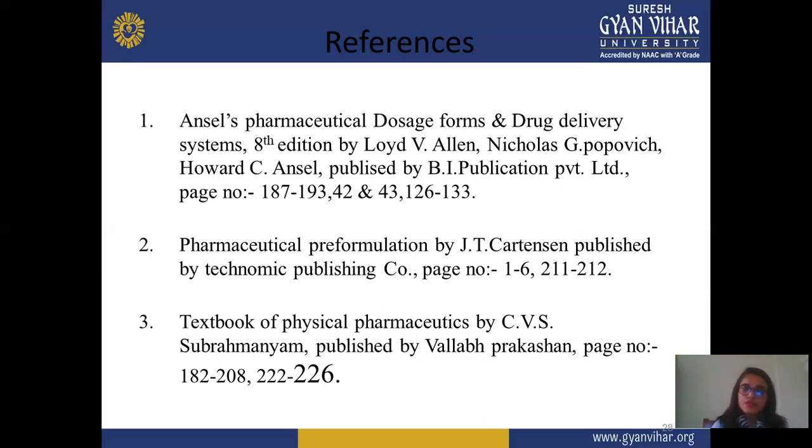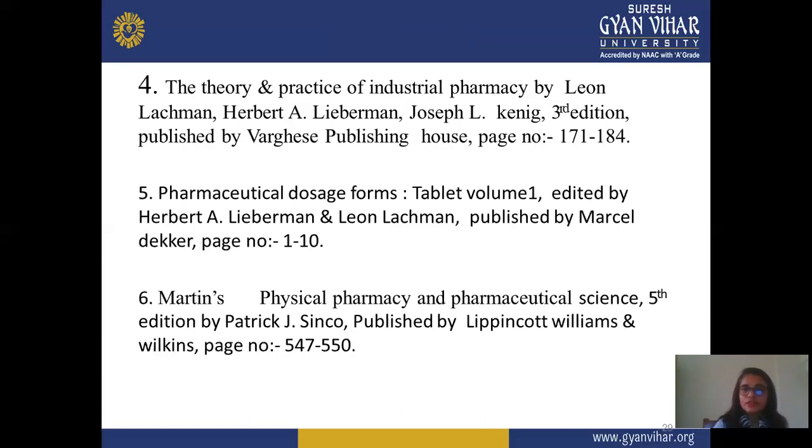Third is the Textbook of Physical Pharmaceutics by C.V.S. Subramanyam, published by Vallabh Prakashan. Next is The Theory and Practice of Industrial Pharmacy by Leon Lachman, Herbert Lieberman, and Joseph Kanig, published by the Bangalore Publishing House, pages 171 to 184. And Pharmaceutical Dosage Forms: Tablets, volume 1, edited by Herbert Lieberman and Leon Lachman, published by Marcel Dekker, pages 1 to 10.